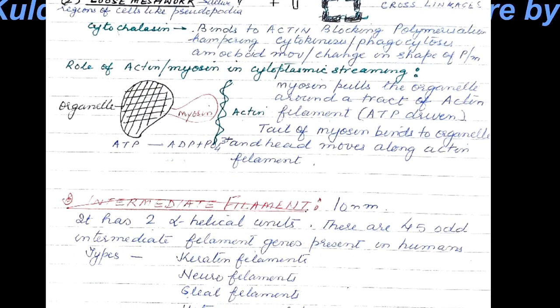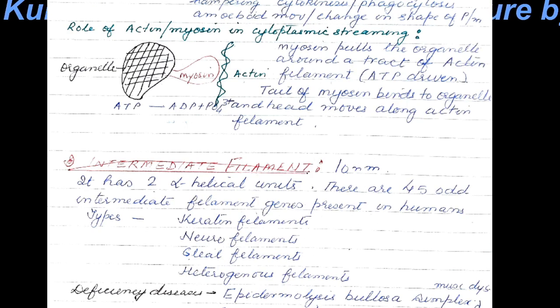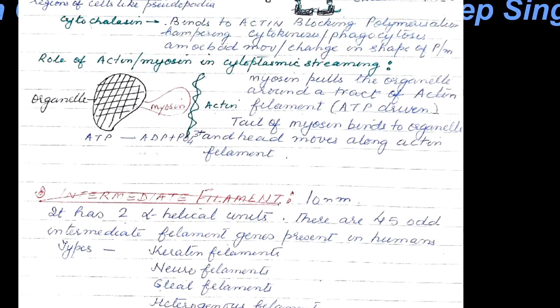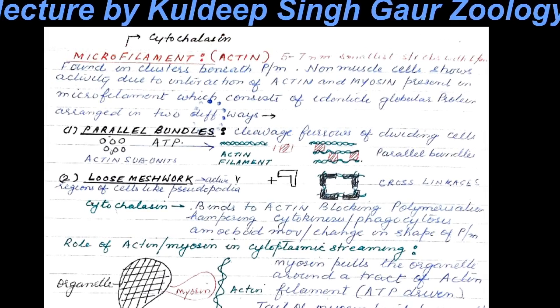We also have intermediate filaments which are around 10 nanometer and have 2 alpha helical units, and there are around 45 odd intermediate filament genes present in human beings. Examples are keratin filaments, neurofilaments, glial filaments, heterogeneous filaments, and their deficiency disease is epidermolysis bullosa simplex. It is a muscular dysfunction, and also Meesmann's corneal dystrophy, and these two diseases are attributed to the intermediate filament and defect in the genes associated with formation of such proteins.